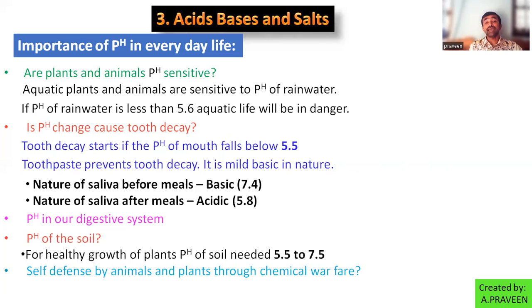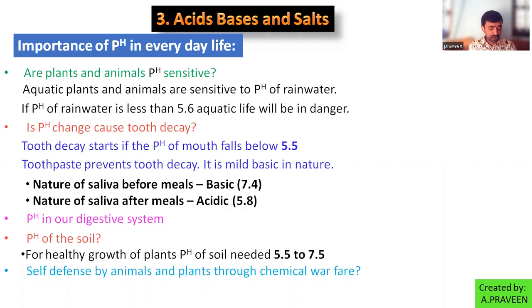Then self-defense by animals and plants through their chemical war, right? Suppose when an ant bites, what can you feel? Swelling or redness, the skin turns reddish. You can also find a burning sensation and pain, due to something chemical they release on your body. What chemical? It is formic acid, also called methanoic acid.